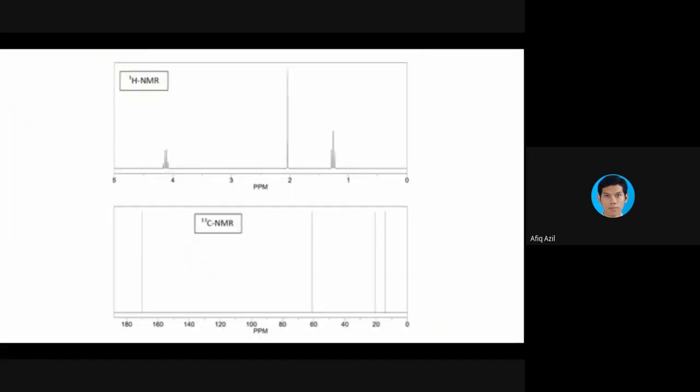The third spectra that you should look at is an NMR spectra. The NMR spectra will tell you about the actual structure of your compound. And you'll be able to tell, for example, if you have a primary or a secondary amine.